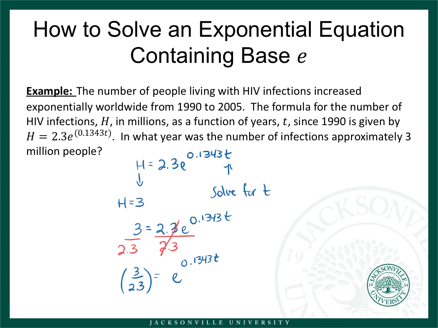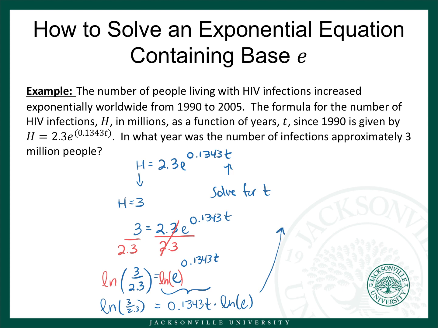And then now I'm going to take the natural log of both sides. Remember, it's an equation, so whatever I do to one side, I do the same thing to the other side to keep it balanced. And then as soon as I take the natural log of e to that power, I can use the power rule. So here, the power rule says that this expression is the same as 0.1343t times the natural log of e. And on the left-hand side here, I'll just bring down the natural log of 3 divided by 2.3.